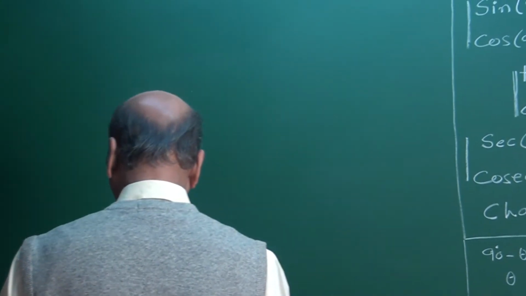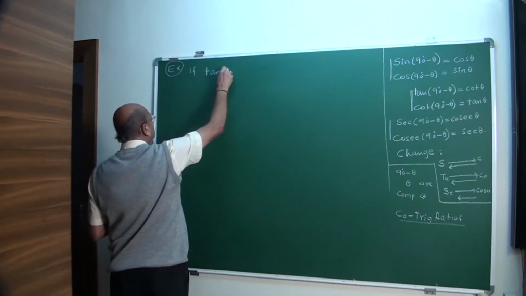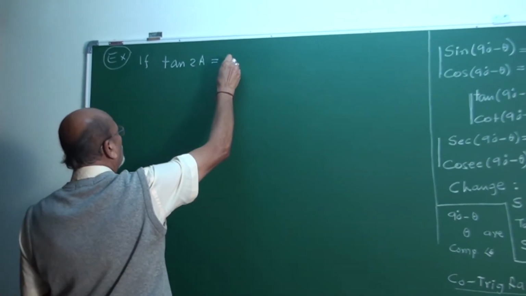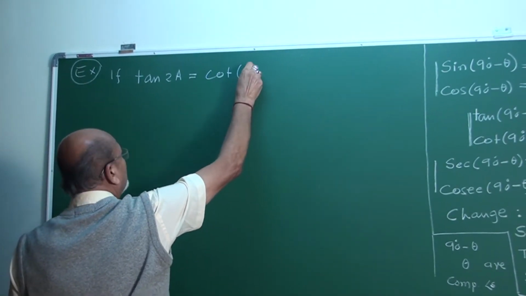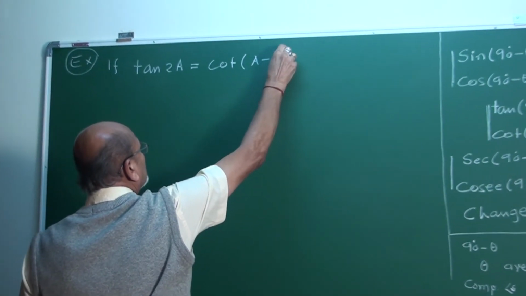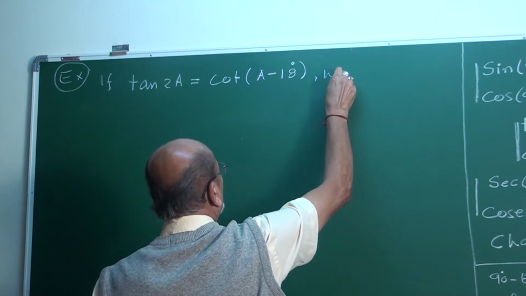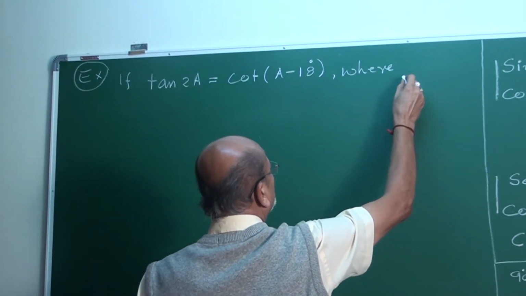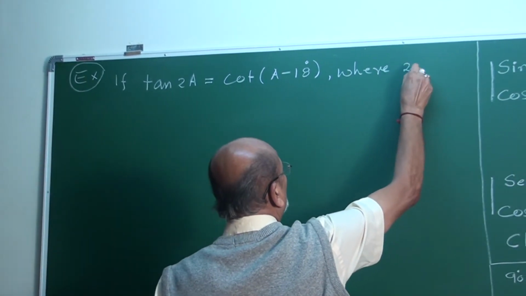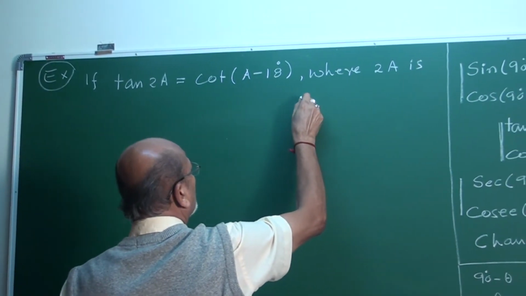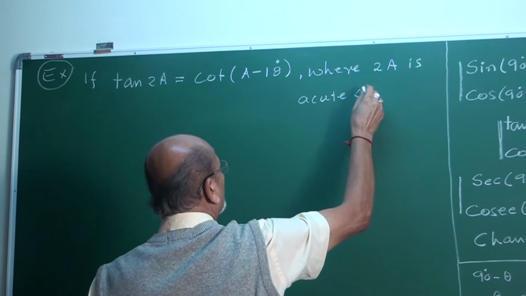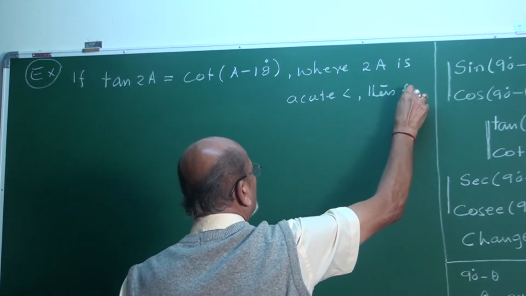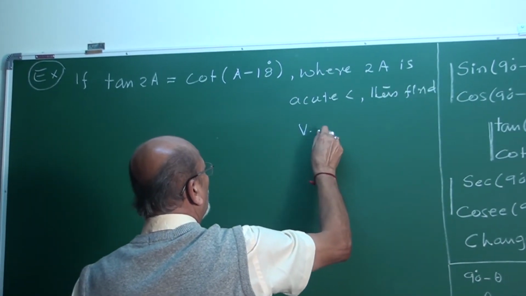Yes, my friends, you have examples based on this. If tan 2A equals cot of A minus 18 degrees, where this A minus 18 is an acute angle, or we can say 2A is an acute angle, then find the value of A.